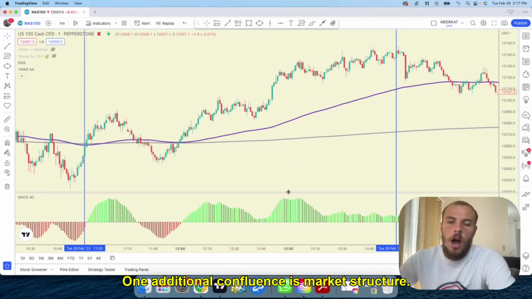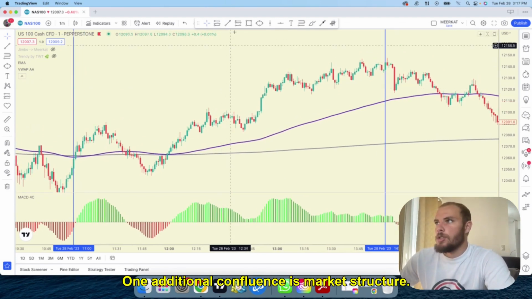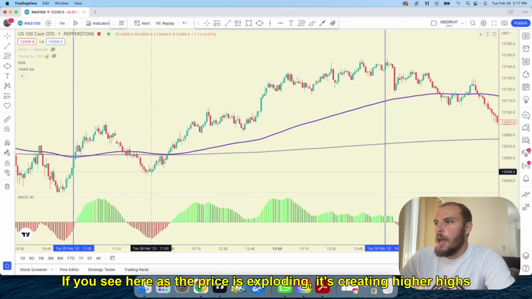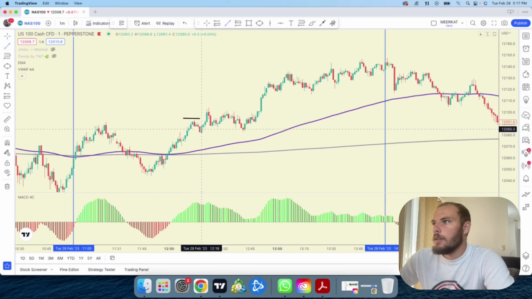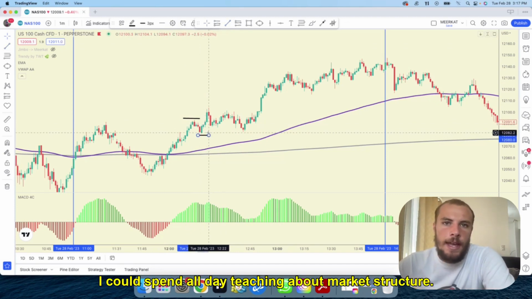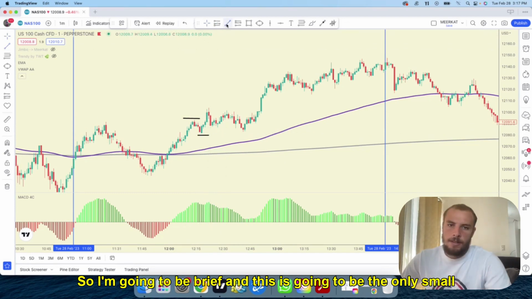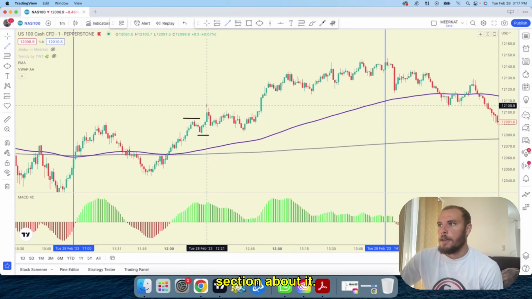One additional confluence is market structure. If you see here, as the price is exploding, it's creating higher highs and higher lows. I could spend all day teaching about market structure, so I'm going to be brief, and this is going to be the only small section about it.